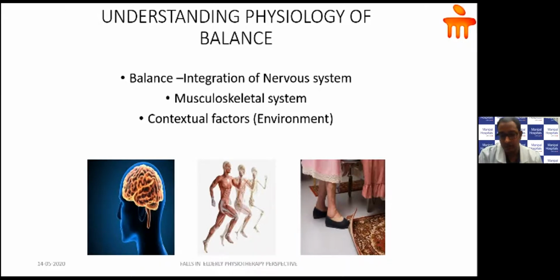And how does balance control happen? There are four different types of balance control: static control, dynamic control, anticipatory control, and reactive control. Static means the ability of the body to be in a stable state, in a stable position. And dynamic means how we are balanced during a dynamic activity, during movement.